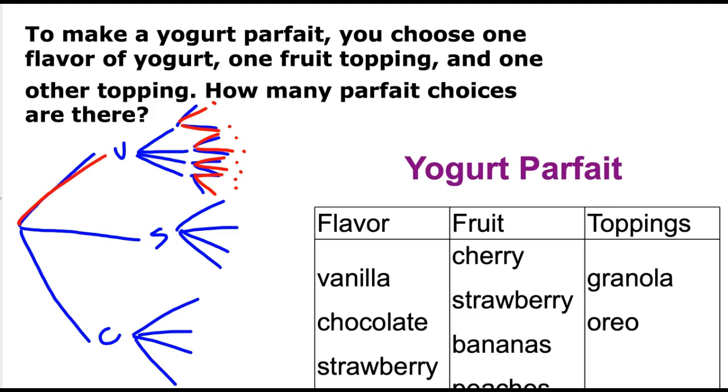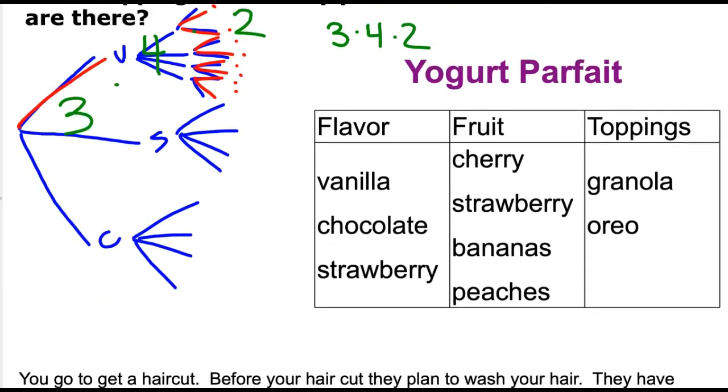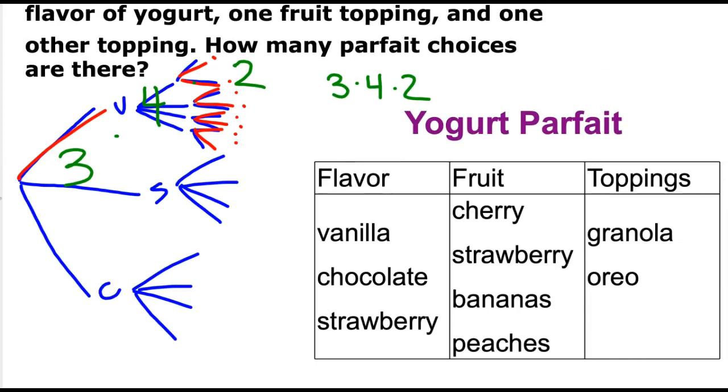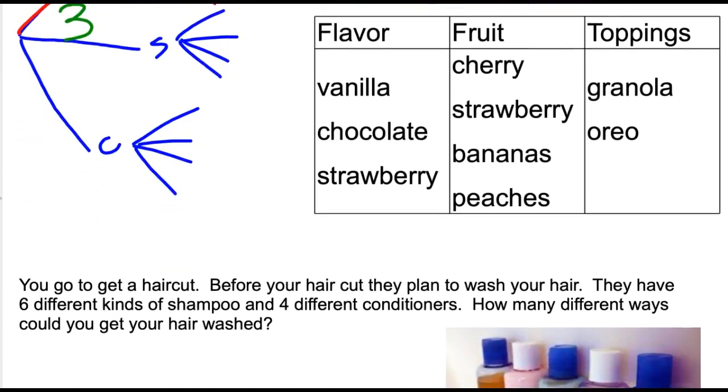And so what you should hopefully end up seeing here is that we have 3 options for yogurt type. We have 4 options for fruit, and we have 2 options for topping. And if you count up all the ends of all of these branches, you're going to have 3 eighths, which is 24. And to get 24 from all these different choices, you can multiply them all together. So there's this multiplication principle or fundamental counting principle. Can't remember what it's called exactly. That tells you can multiply all those different choices together to get your total number of possibilities, right?